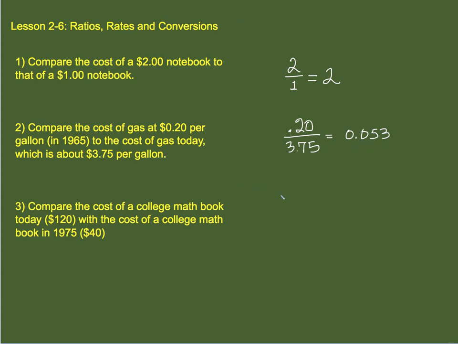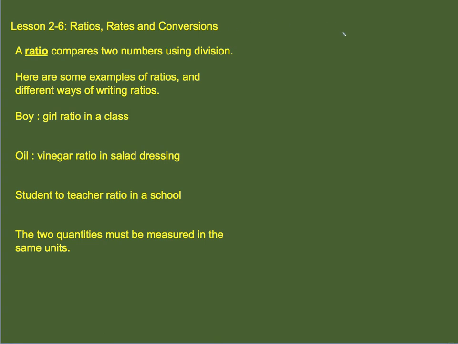If we were to compare the cost of a college math book today, which is $120, to that of the cost of a math book in 1975, which is about $40, we might say that the math book today is about 3 times the cost that it was in 1975. These are 3 examples of ratios. A ratio compares two numbers using division. Here's some other examples of ratios and different ways of writing them.